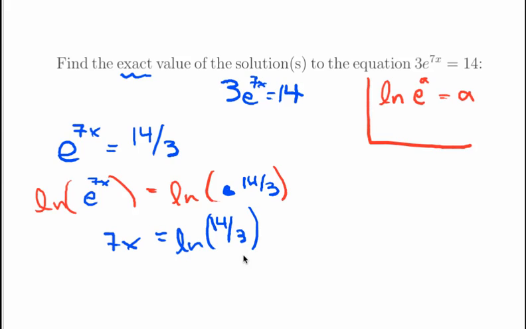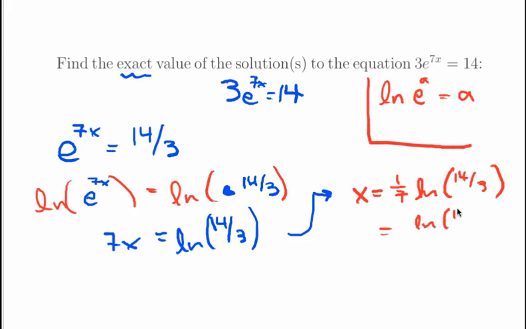This is just a number, by the way. It's nothing really special. So to solve for x, all I'm going to do now, and this will be my final result here, so I'll put it in red, is to simply divide by 7. So if I divide off the 7, I get 1/7 natural log of 14 thirds, or you could also have written that as ln 14 thirds over 7. Those are the same things, so they're equally correct as far as answers go.